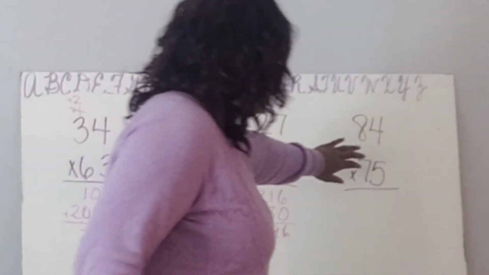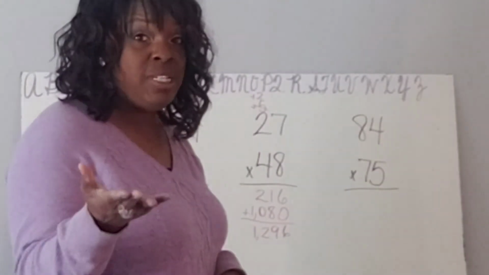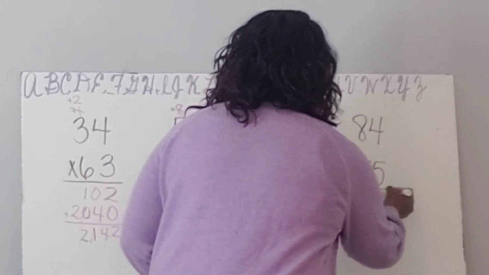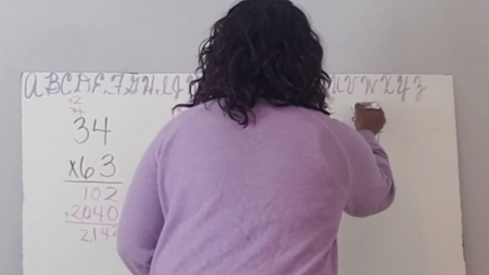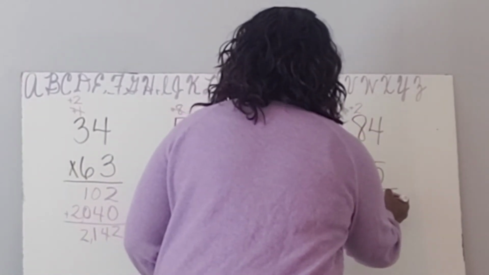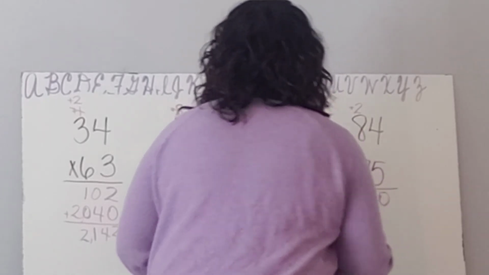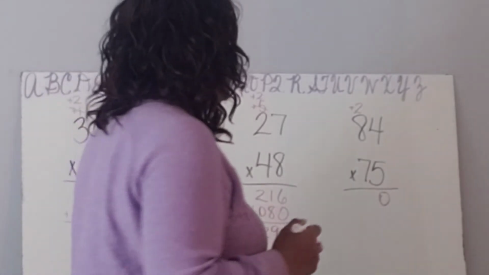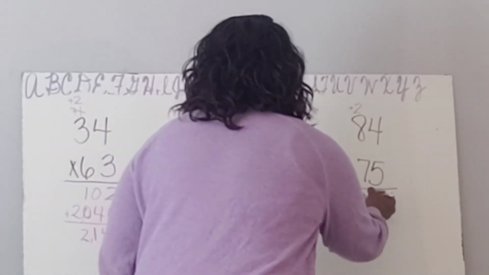All right, cover over the tens place. 84 times 5. What is 4 times 5? It's just 20. 0 comes down. 2 with a plus sign. Make a nicer 0 than that. There we go. And now 8 times 5. 8 times 5 is 40 plus 2, 42.